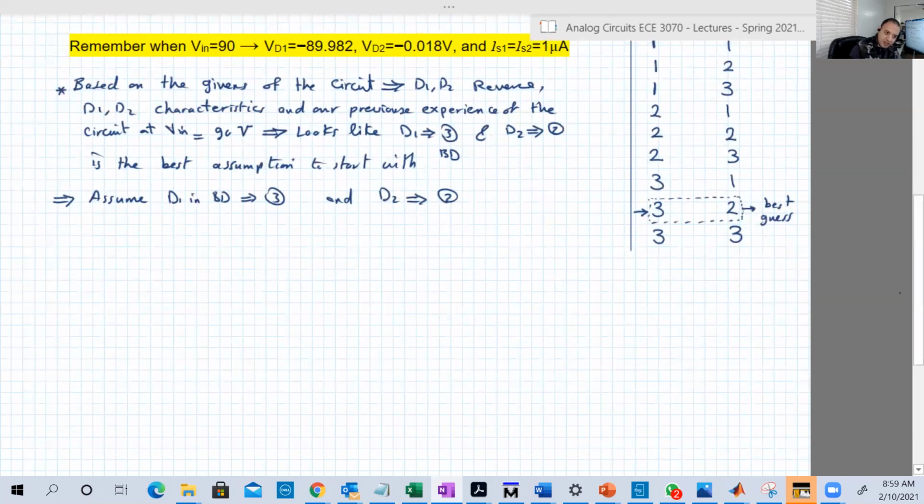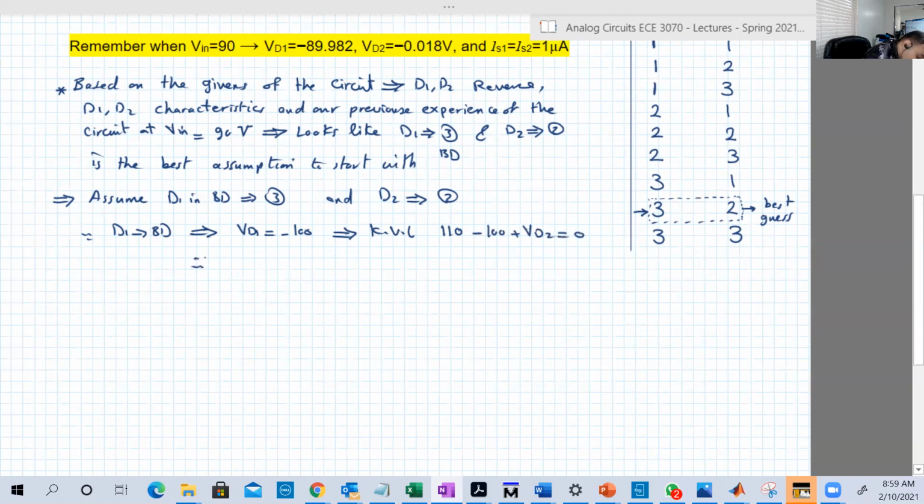When we assume that D1 is in region 3, or breakdown, that means for sure that VD1 equals minus 100, which is the breakdown voltage of D1. And from that, and Kirchhoff, we know that 110, which is V input, plus VD1, which is minus 100, plus VD2 equals 0. So VD2 will be equal to minus 10. This is one of our unknowns. So now we know two unknowns. VD1 is known now, and VD2 is also known, minus 100 and minus 10 volt.